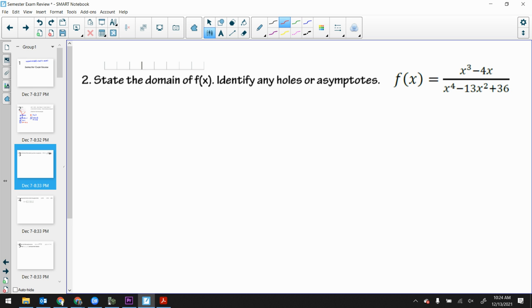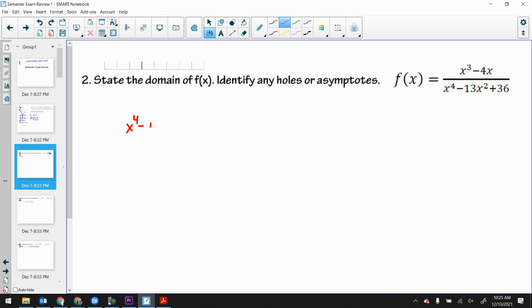State the domain of f of x, identify any holes or asymptotes. State the domain, and then identify any holes or asymptotes. Now, what do we have to think about in terms of the domain of a rational function? Well, the denominator can never be 0, right? That's really what I'm asking you. If I'm looking at a rational function, the domain is all numbers except when the denominator is equal to 0. So let's see when that happens.